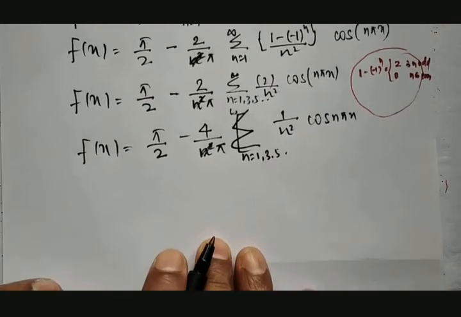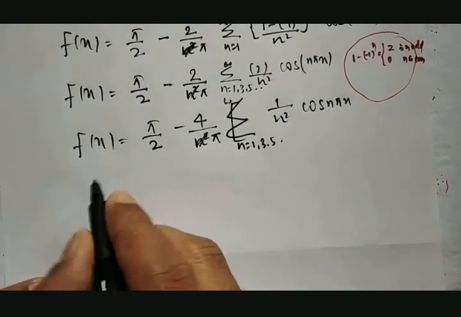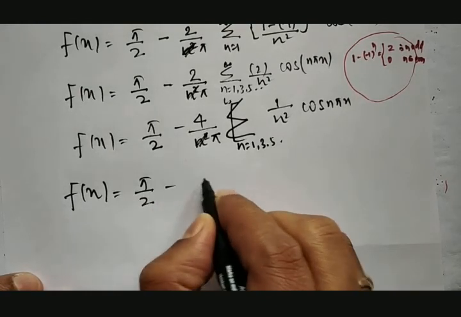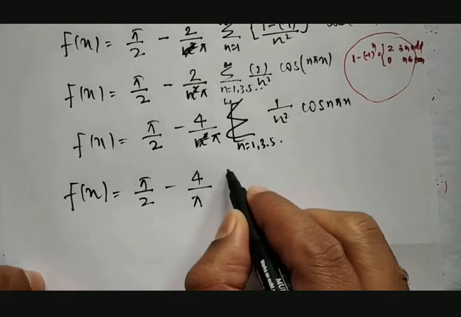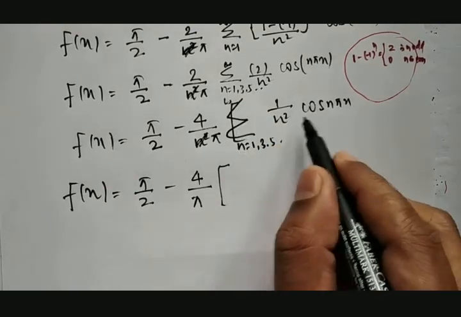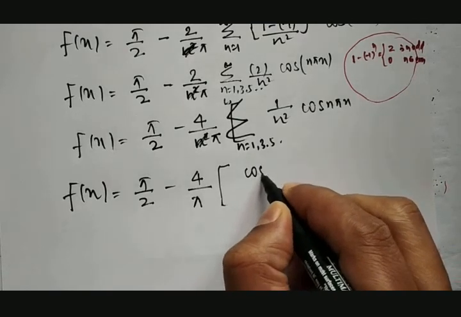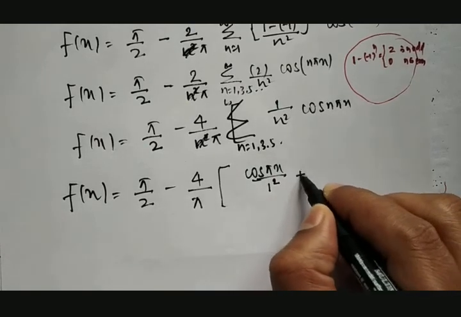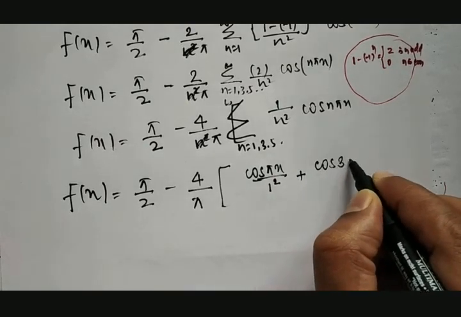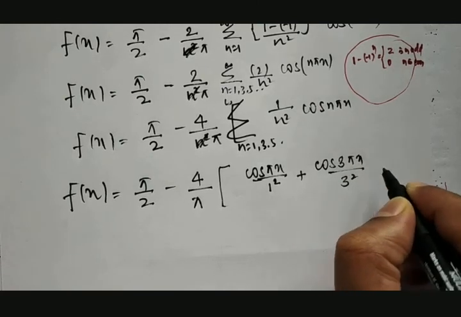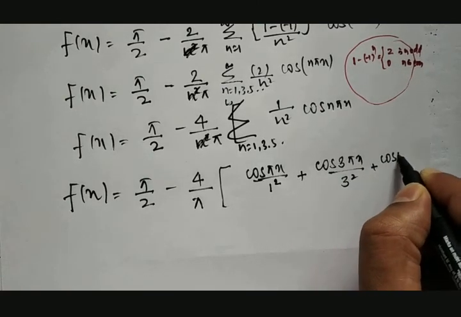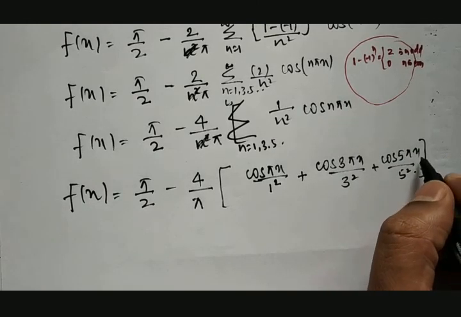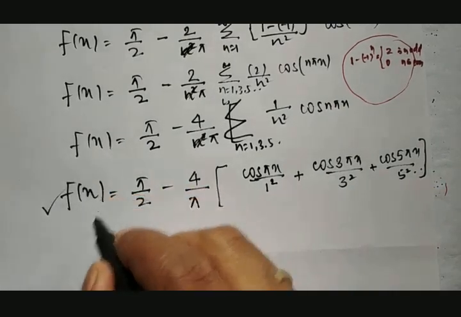Therefore, f of x is equal to pi by 2 minus 4 divided by pi into, now remove the summation, put n is equal to 1, then it becomes cos pi x divided by 1 square. If you put 3, then it becomes cos 3 pi x divided by 3 square. If you put 5, then it becomes cos 5 pi x divided by 5 square, and so on. And this is the required Fourier series.